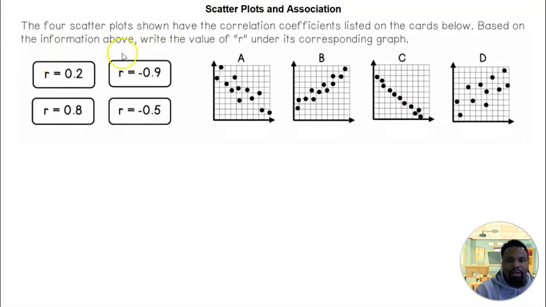And so we look here. If we look at these four graphs, we want to determine, first of all, if it's positive or negative and how strong or how weak it is.